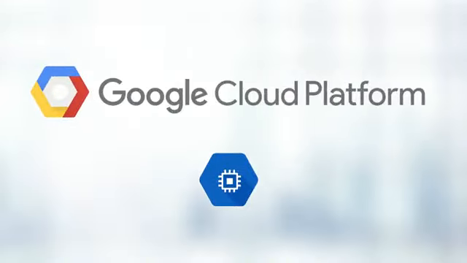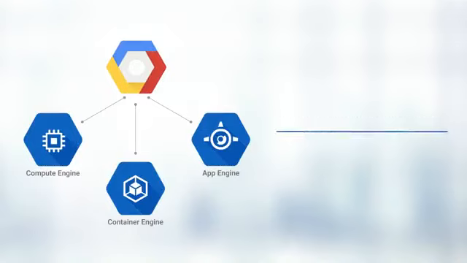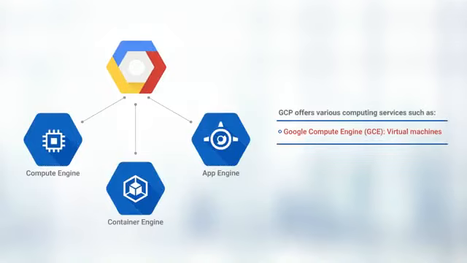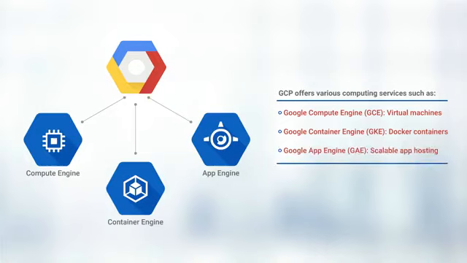In this section, we are going to introduce you to computing resources in Cloud Platform and learn how they are configured in networks. At a high level, Cloud Platform offers three kinds of scalable computing services: Google Compute Engine, or GCE, for raw compute capacity with virtual machines, networks, and disks; Google Container Engine, or GKE, with cluster management for running Docker containers; and App Engine, or GAE, for scalable app hosting.